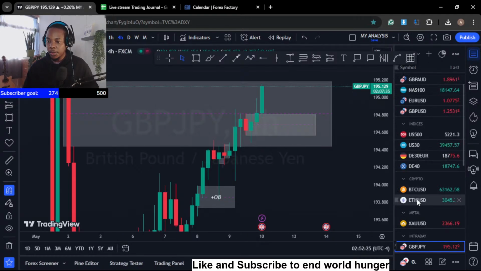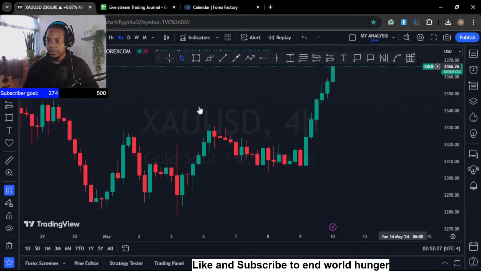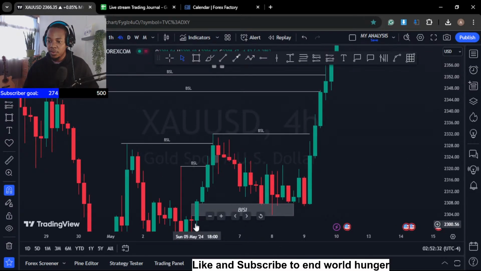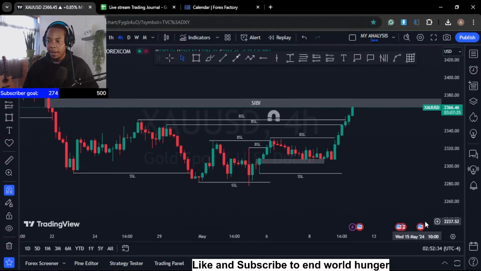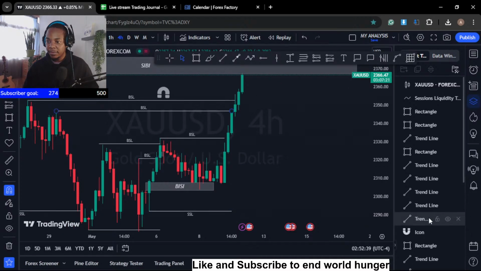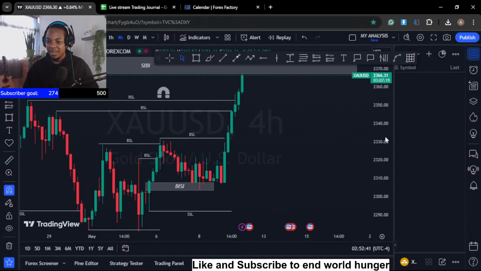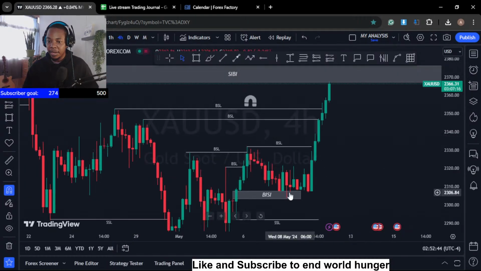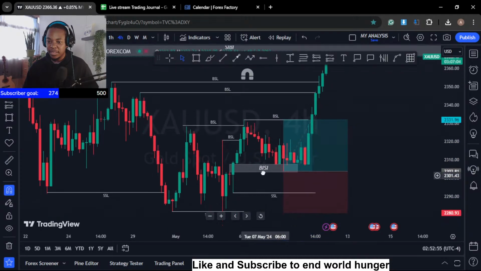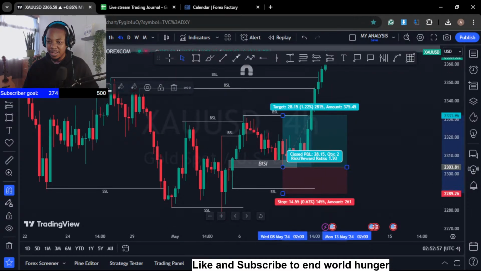My take on gold, we're bullish. I actually had a buy. Most of y'all who are in the Telegram group channel, I actually had buys from Monday, from Tuesday, all the way from down there, which I actually posted long. I took longs targeting buy side liquidity.